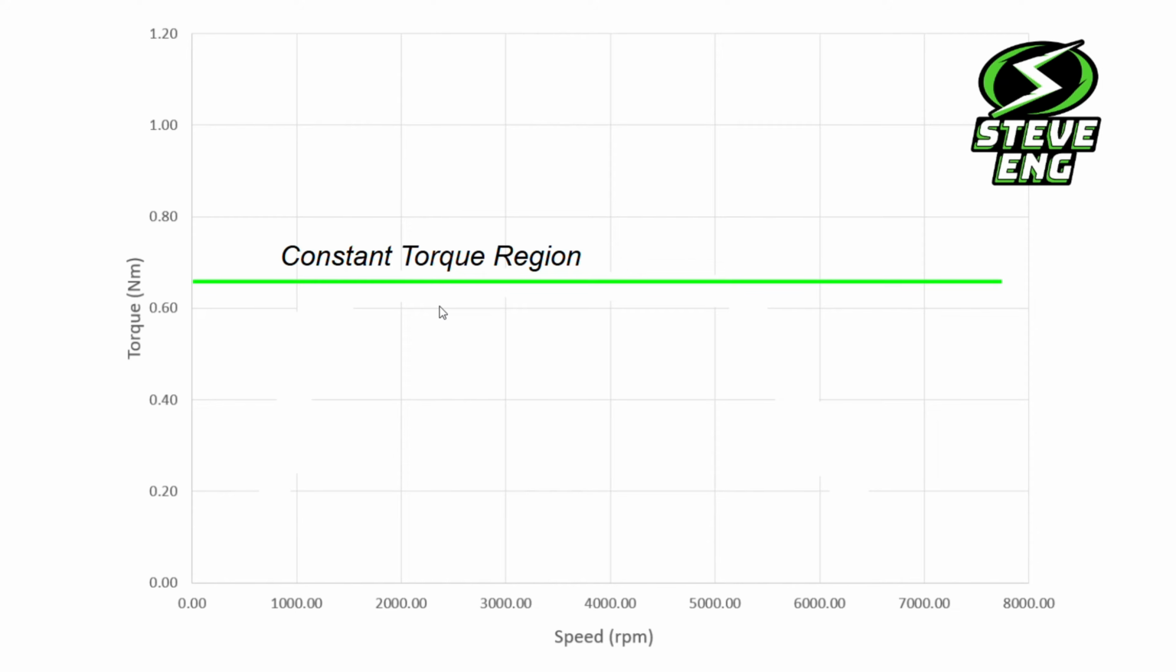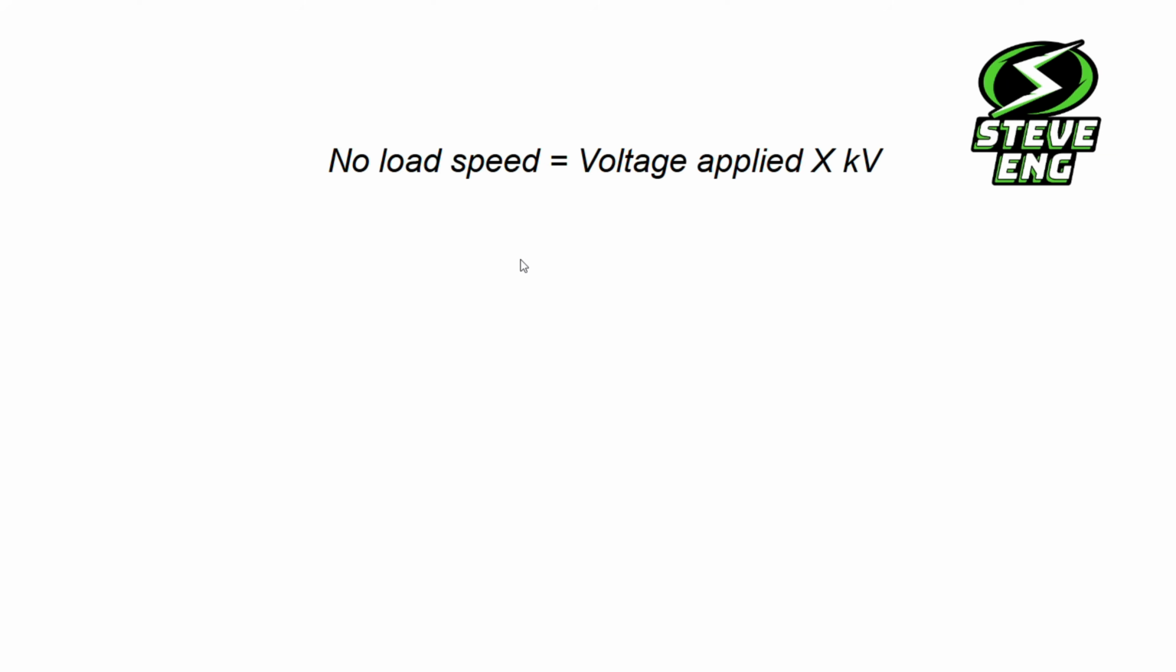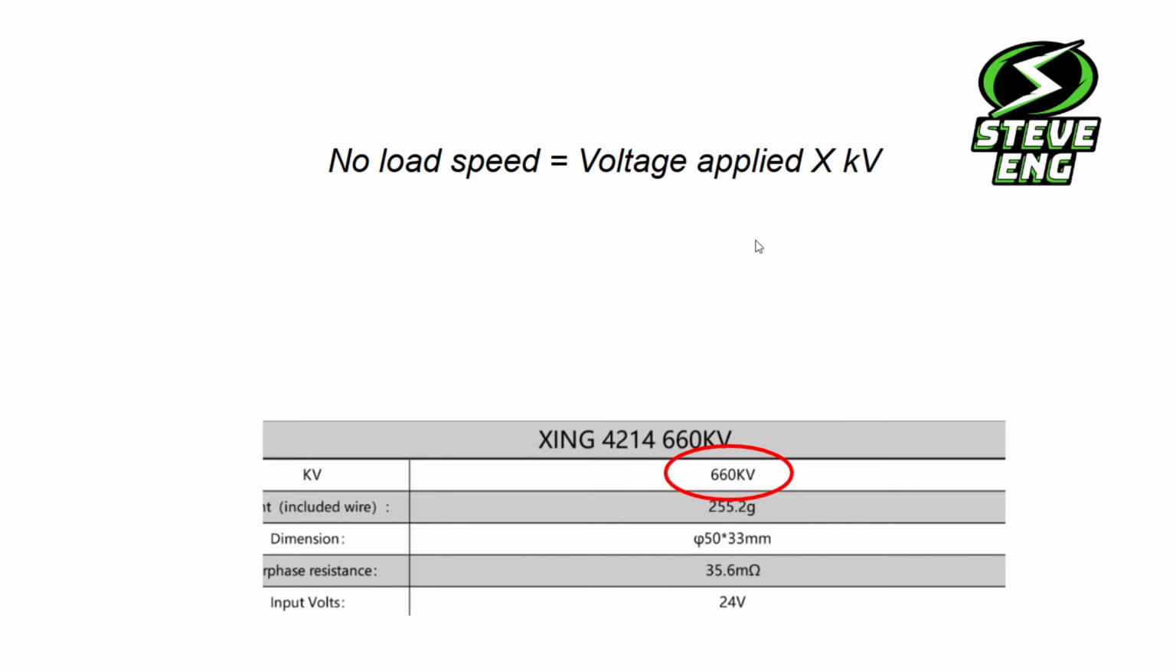So what are we going to do next? Well, next we've got to work out the no load speed. That's very simple. Again, it's just the voltage applied times the kV value. Again, I'm going to use my 620 kV, but I did actually measure it. And that comes out at 6,882 RPM.